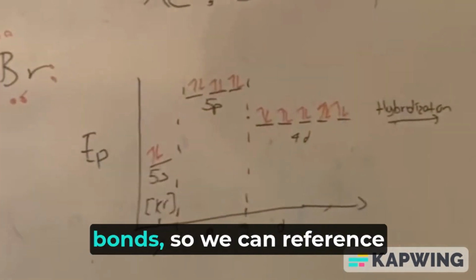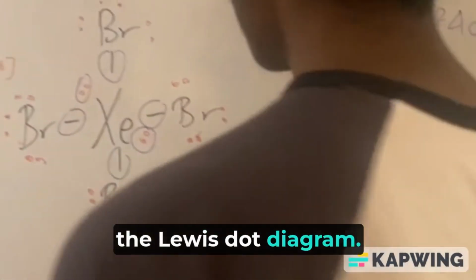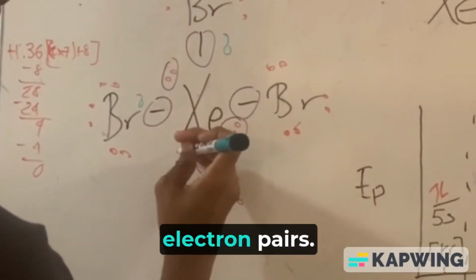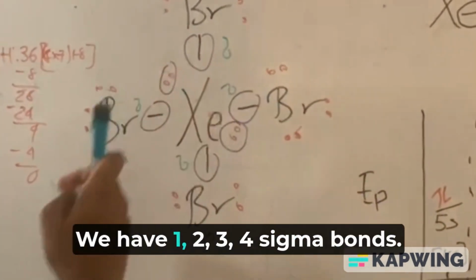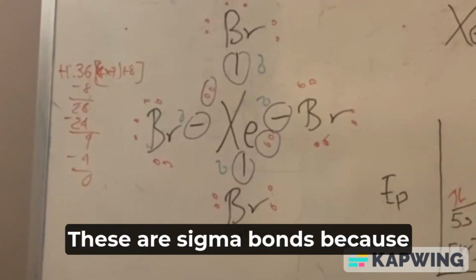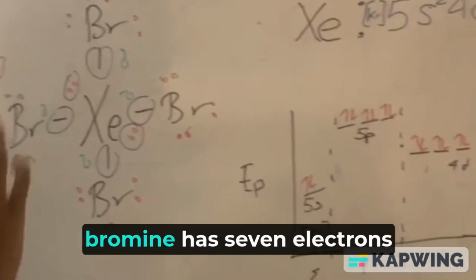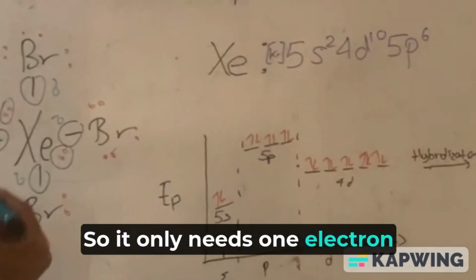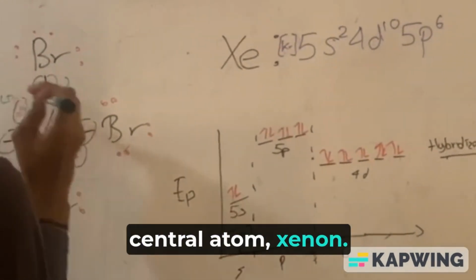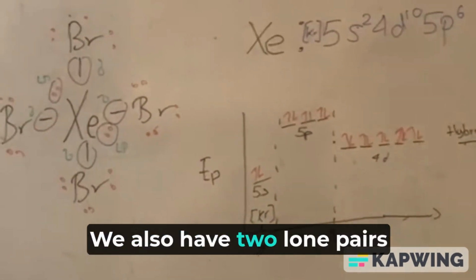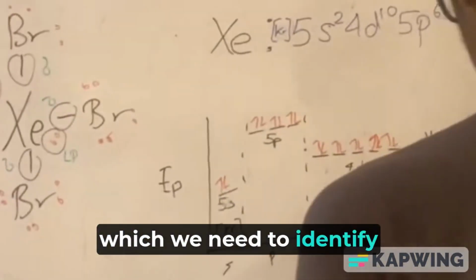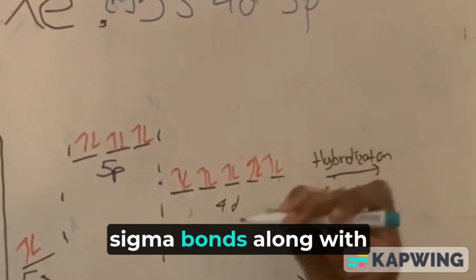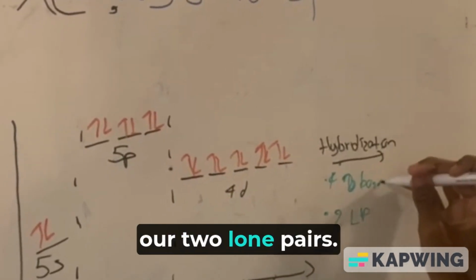First we need to identify the bonds, so we can reference the Lewis dot diagram. We have labeled 6 of our electron pairs. We have 1, 2, 3, 4 sigma bonds. These are sigma bonds because bromine has 7 electrons around it, so it only needs 1 electron to bond. The one comes from the central atom xenon. We also have 2 lone pairs, which we have identified in our green marker. So we write it down as 4 sigma bonds along with our 2 lone pairs.